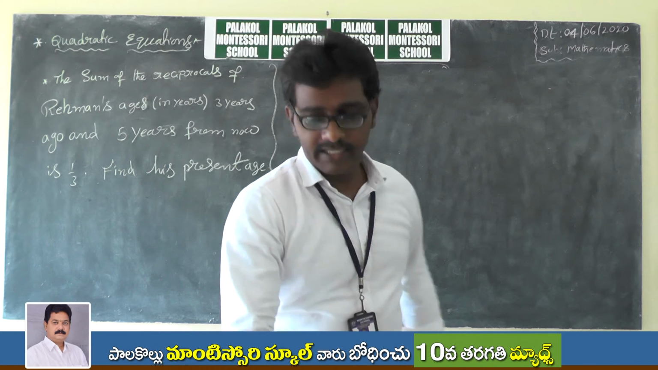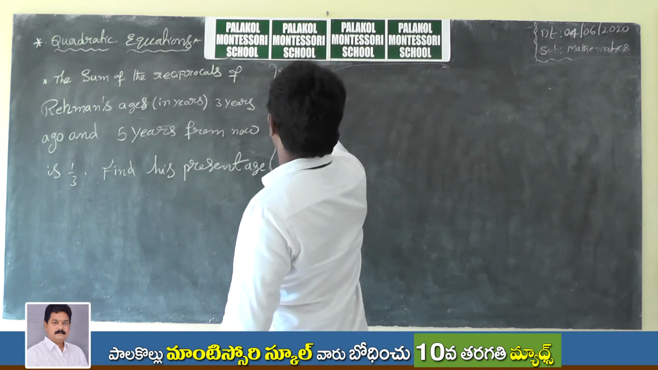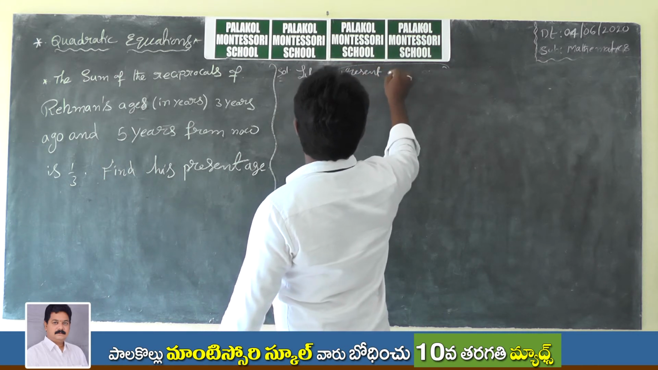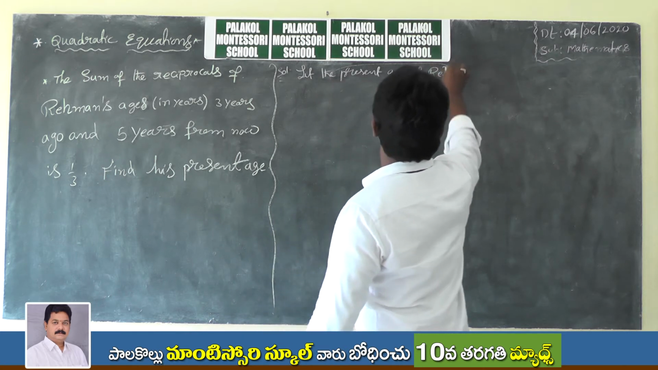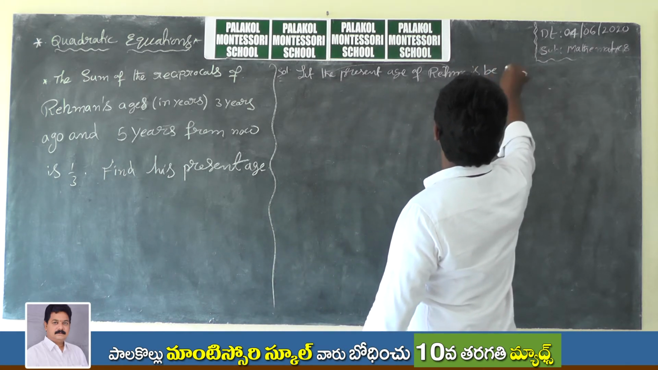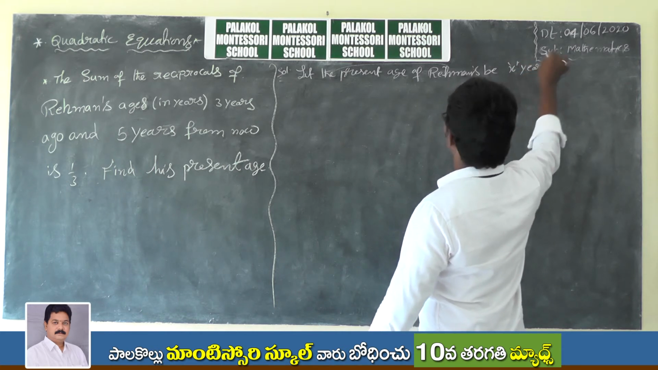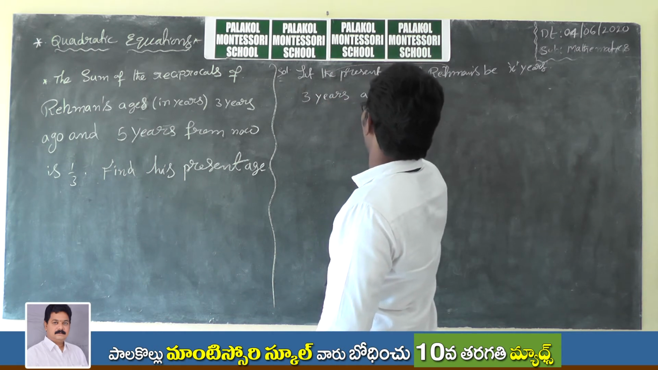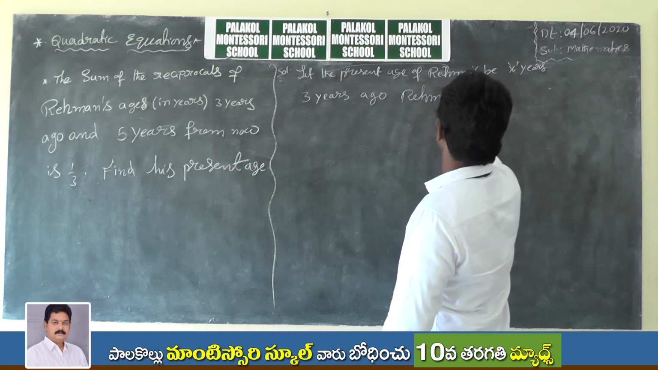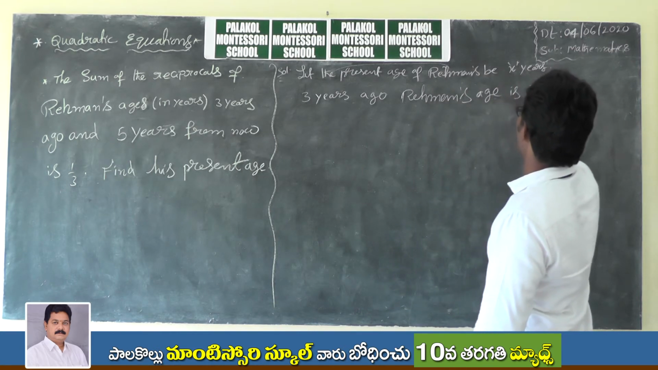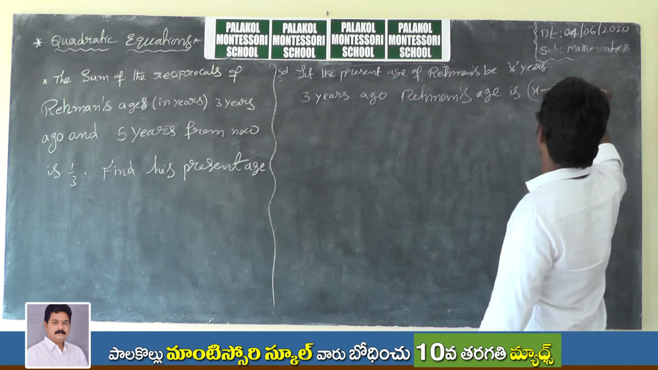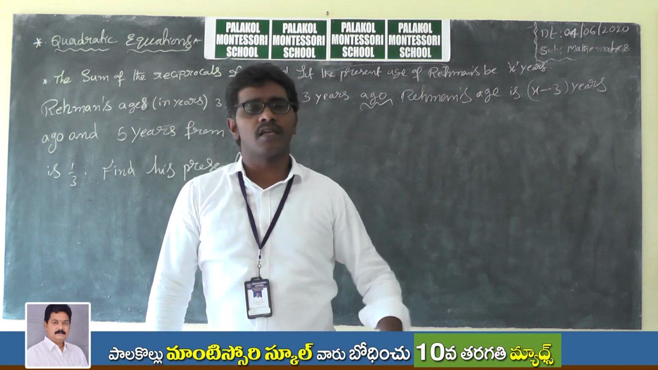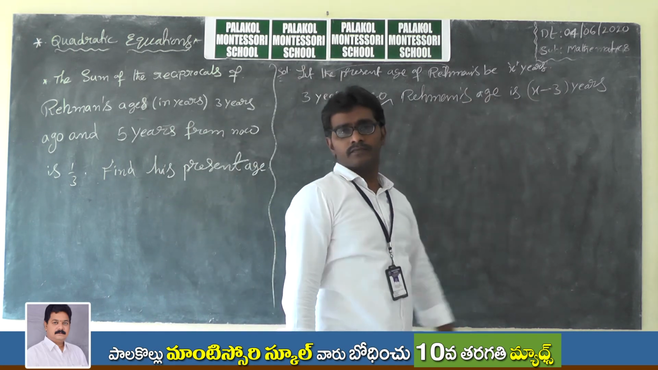Now see, I write the solution. Let the present age of Rahman be X years. 3 years ago, Rahman's age is X minus 3 years. Why here? Ago means present age decreases. So that's why I write X minus 3.